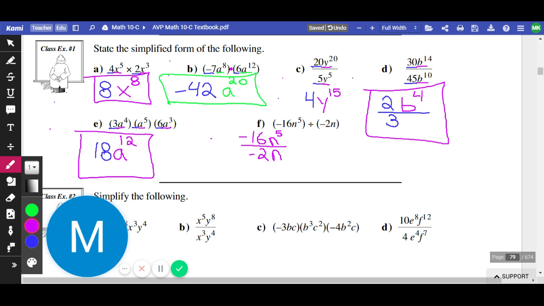Awesome. Now I can follow my rule. Numbers with numbers. So negative 16 divided by negative 2 would equal 8. Letters with letters. I have n to the 5 divided by n to the 1. Remember, that's an invisible 1. 5 minus 1 is n to the 4. 8 n to the 4 would be your answer.